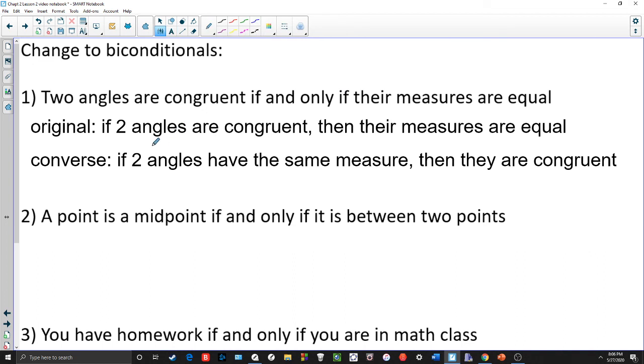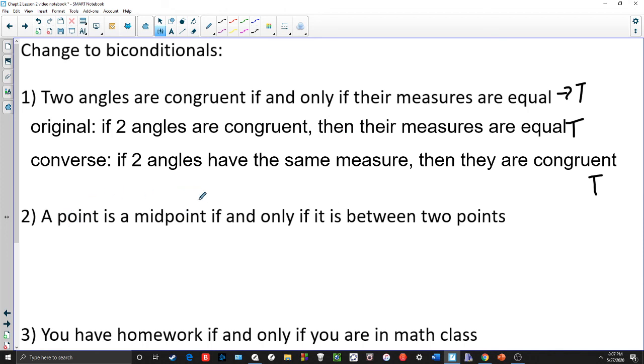So let's go ahead and read them here. If two angles are congruent, then their measures are equal. Well, that's true because that's the definition of congruency. If two angles have the same measure, then they are congruent. Well, that's true because that's what it means to be congruent, that you have the same measure. So because both of these are true, the biconditional itself is going to be true. This is true both forwards and backwards. The original statement it's derived from is true, and the converse of that original is also true.